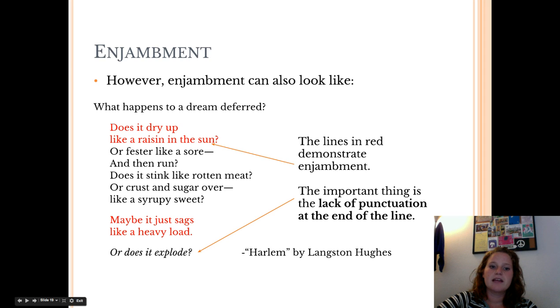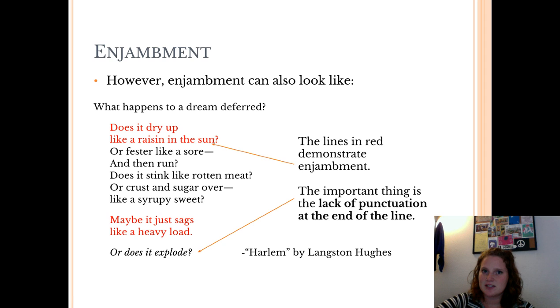So the lines in red show examples of where Langston Hughes has used enjambment. See, "Does it dry up like a raisin in the sun?" That's all one sentence, or all one question. Alternatively, we see these other lines, including this one at the end, that include terminal punctuation, or punctuation at the end of the line. So that shows us that those lines should be read as whole phrases, whereas these lines in red that are enjambed, they go together in one phrase.